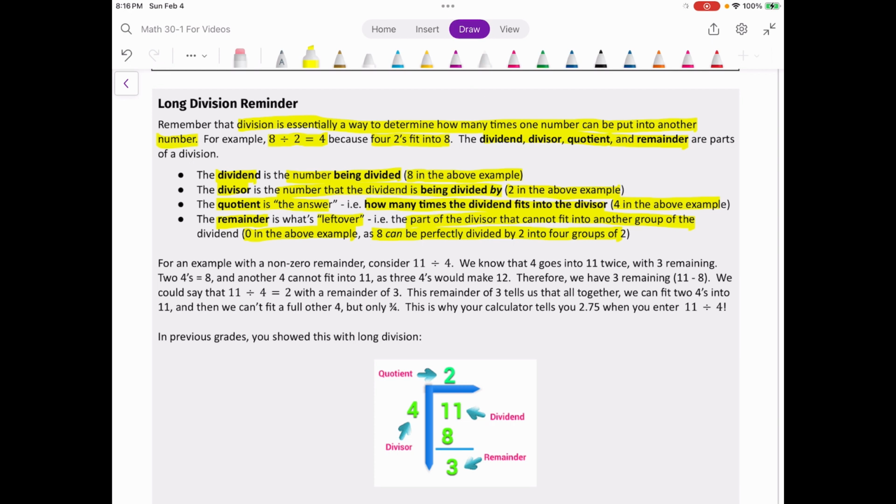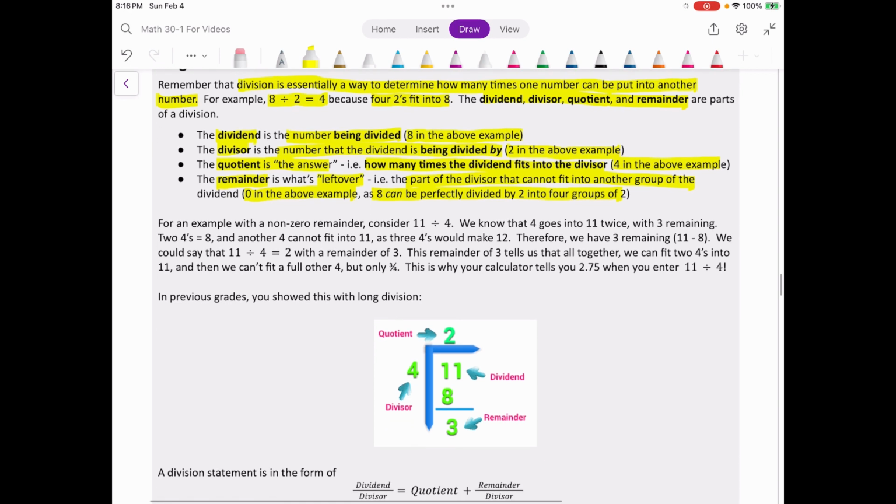Nothing left over. 2, 4, 6, 8. For an example where the remainder is not 0, how about 11 divided by 4? So how many times can 4 go into 11? Well, twice, right? Because 4, 8.